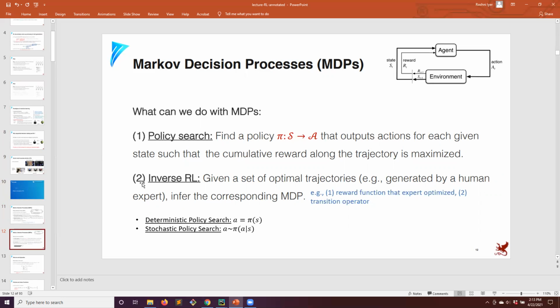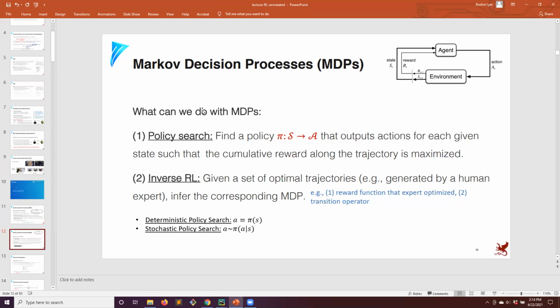Now, the other use of RL is inverse RL. These lectures do not talk too much about it, but the idea is that given a set of optimal trajectories, we want to be able to infer the corresponding MDP. So in this case, we want to ask questions like, what is the reward function that the expert optimized, or what is the transition operator? In other words, it's the probability of the state s_{t+1} given the current state s_t and the action a_t.